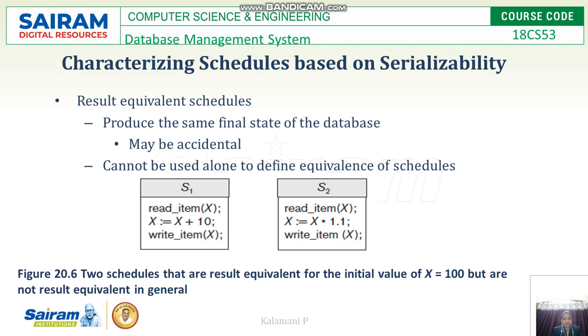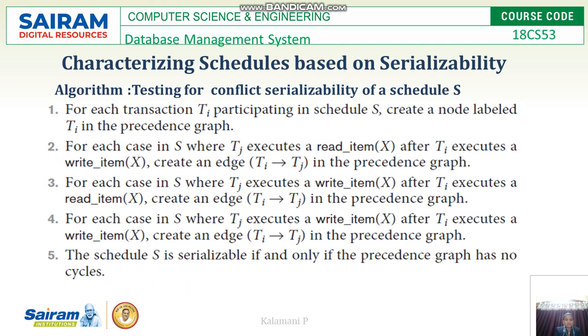Suppose the X value is equal to 100, then both schedules S1 and S2 produce the same answer. Finally the same value is written by both. So based on the result, it is an equivalent schedule, but in general we'll see schedules that are not equivalent, where the operations performed are different. So two schedules are result equivalent for the initial value X equal to 100, but are not result equivalent in general. If we change the X value from 100 to some other value, it is not equivalent.